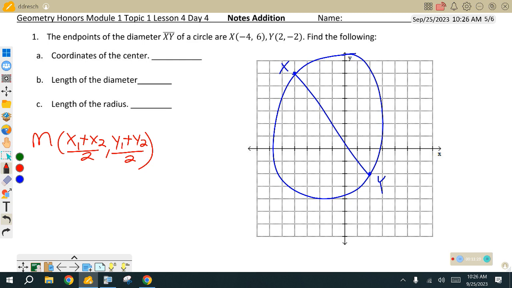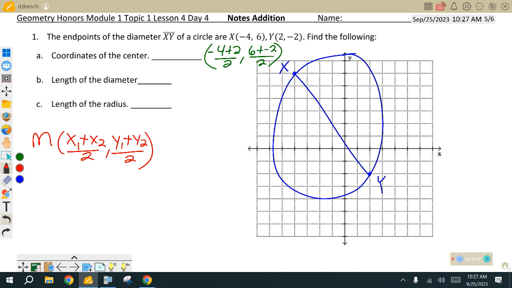So now let's apply it. Just know the formula there, Tyler. And then let's plug in -4 plus 2. That's what it starts off with. That's the X and X. -4 plus 2 divided by 2. And then for the Y's, Y plus Y divided by 2. That's it. Right? The midpoint formula wasn't anything major.